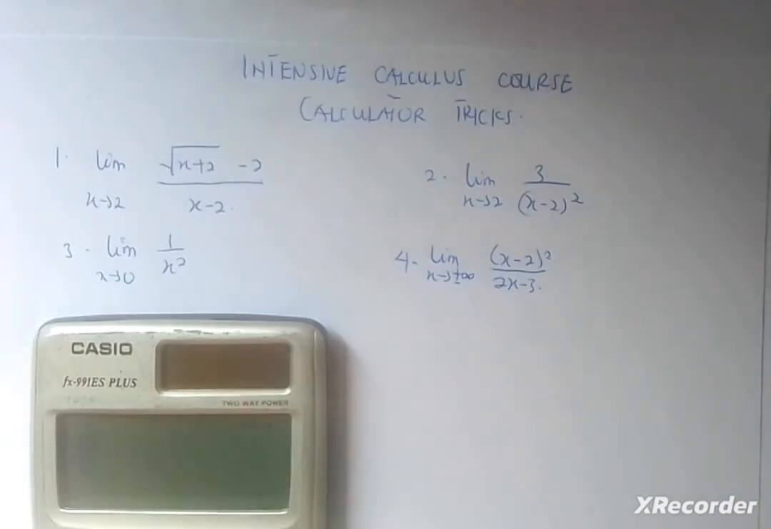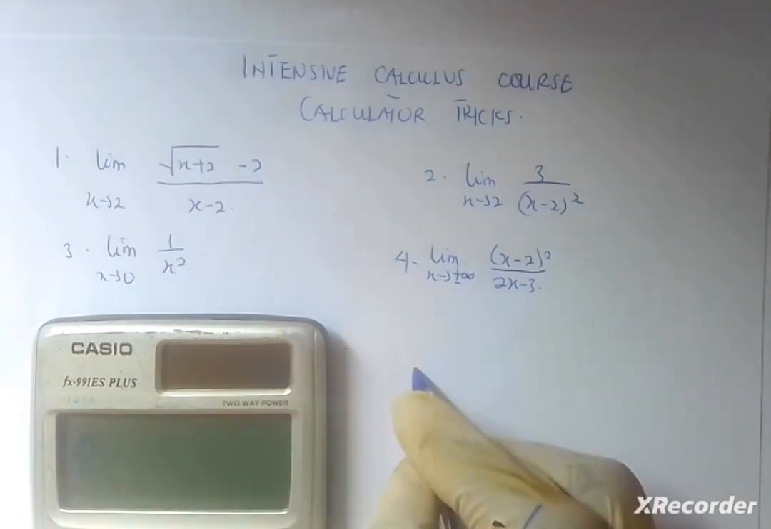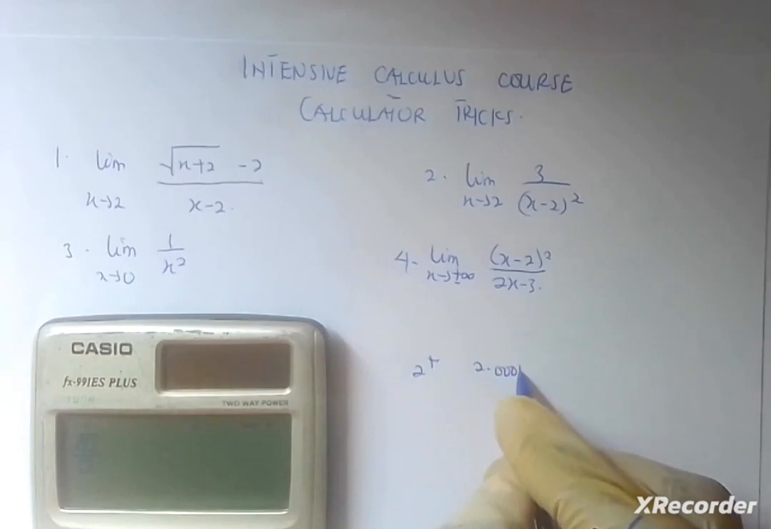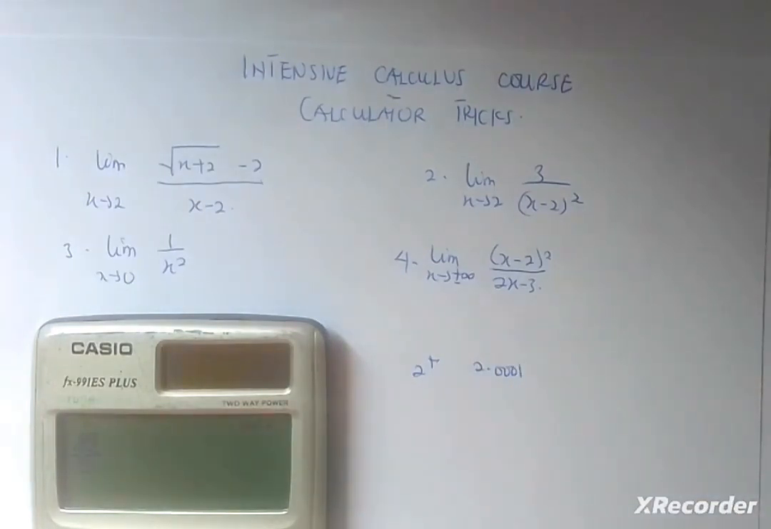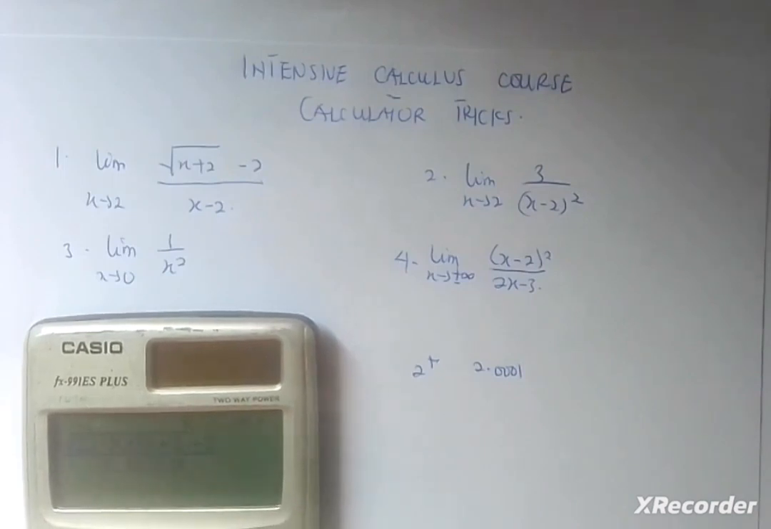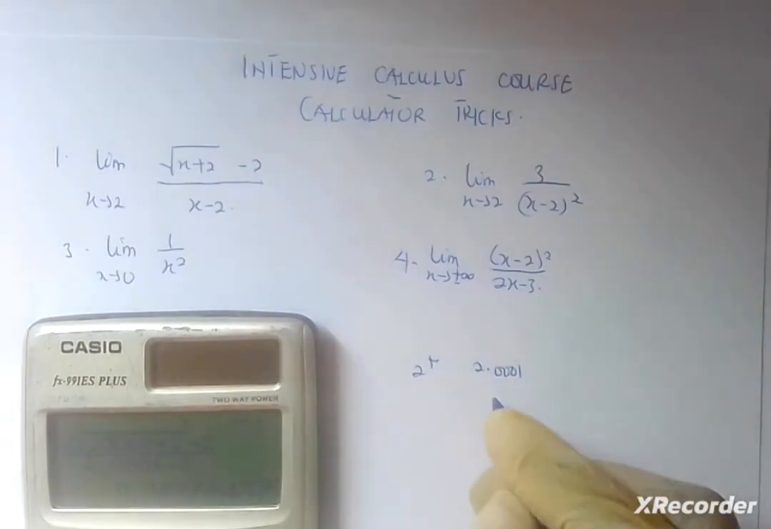Now we are going to choose a number which is very close to 2. First of all, you take the right limit, 2 plus, which is a number greater than 2 but very, very close to 2. You assume 2.0001 for the first time. This 2.0001 is very close to 2 but greater than 2. So you put 2.0001, then plus 2, minus 2, all over 2.0001 minus 2.